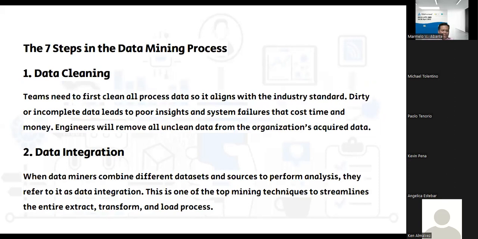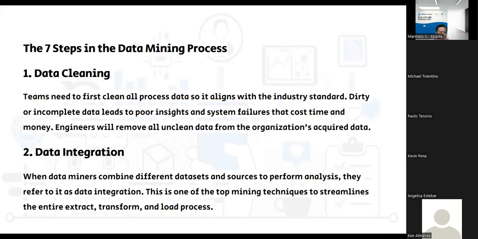There are 7 steps in the data mining process. First is data cleaning. Teams need to first clean all processed data so it aligns with the industry standard. Dirty or incomplete data leads to poor insights and system failures that cost time and money. Engineers will remove all unclean data from the organization's acquired data. They use several different data pre-processing and cleaning methods depending on the resources of the business.